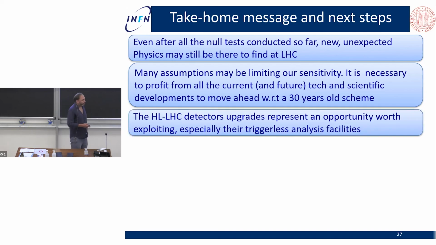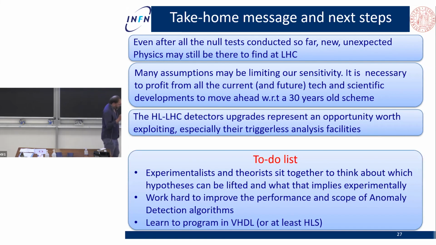So I suggest people look at this high luminosity LHC, this new phase, as an opportunity, especially the upgrade of the detector, especially in terms of what I called triggerless analysis facilities. So the to-do list. As I said before, experimentalists and theorists should sit together to think about what are the things that can be lifted when we look at the data, and what that implies from the experimental point of view. We need to, of course, work hard, and people are doing that, to improve the performances and the scope of the anomaly detection algorithms.